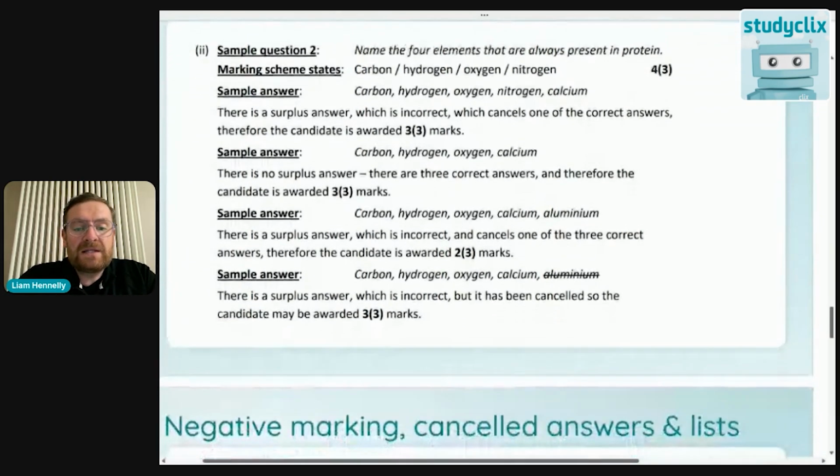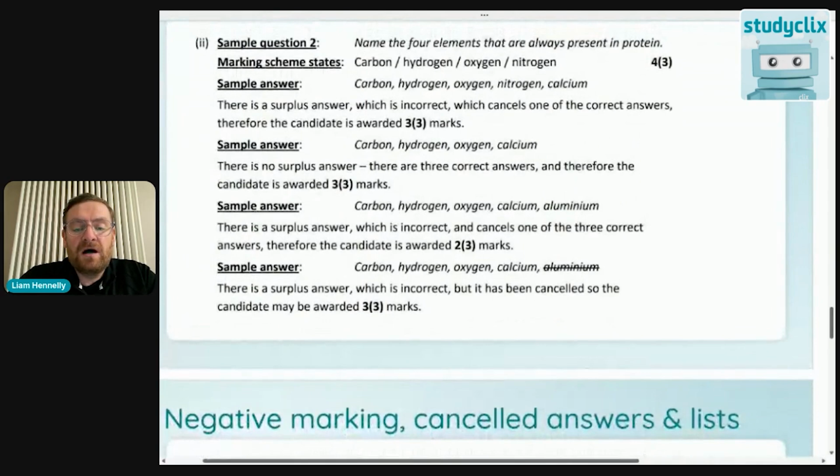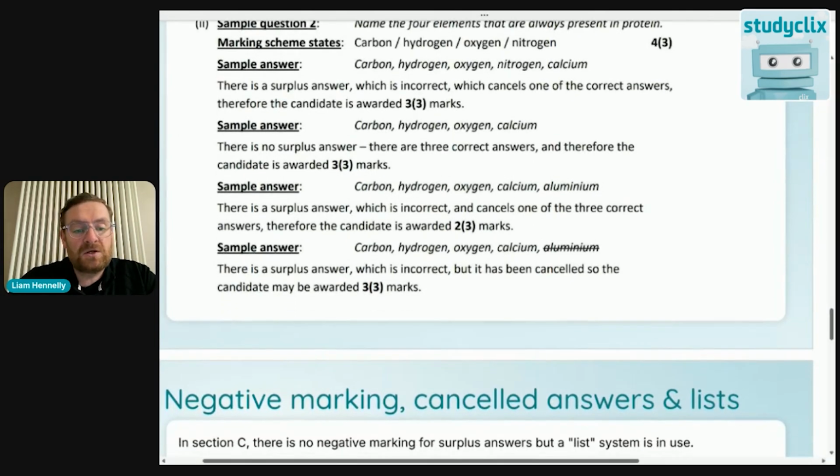The next sample answer gives us carbon, hydrogen, oxygen, calcium, and aluminium. An extra answer is given. 2 of the 5 are incorrect. So this student is only going to get 2 3s because the extra answer that is incorrect is going to cancel out one of the answers that was correct.